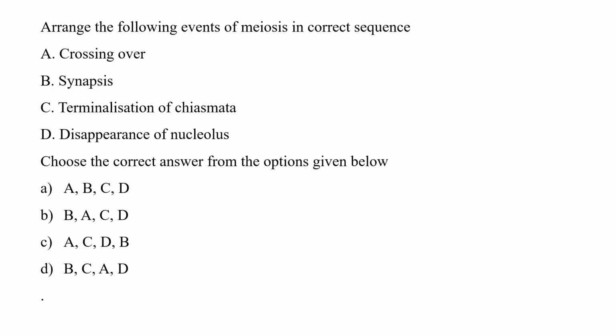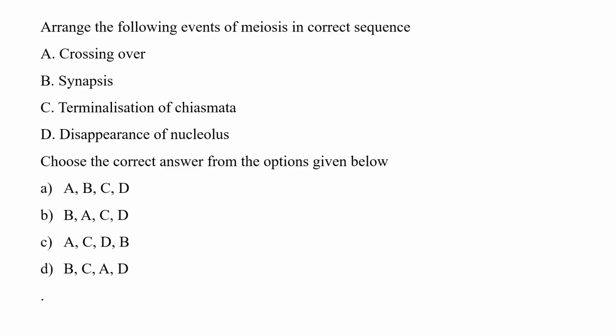Arrange the following events of meiosis in correct sequence: crossing over, synapsis, terminalization of chiasmata, and disappearance of the nucleolus. The steps will be chromatin condensation, which happens in leptotene; synapsis, which happens in zygotene; crossing over, which happens in pachytene; chiasmata appearance, which happens in diplotene, while chiasmata terminalization followed by nucleolus disappearance happens in diakinesis.